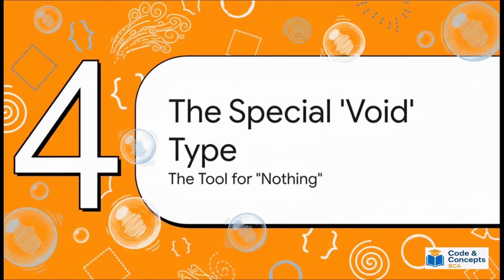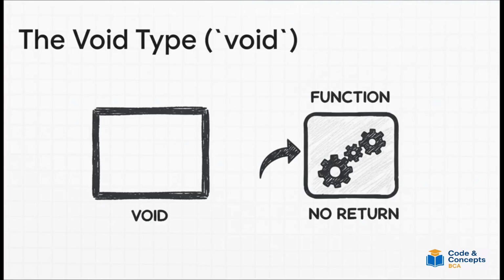So we have tools for numbers and tools for characters, but what if a part of your program doesn't need to handle any data at all? It sounds kind of weird, right? But C has a special tool for representing, well, nothing. And believe it or not, it's incredibly useful. And that tool is void. It literally means no value.